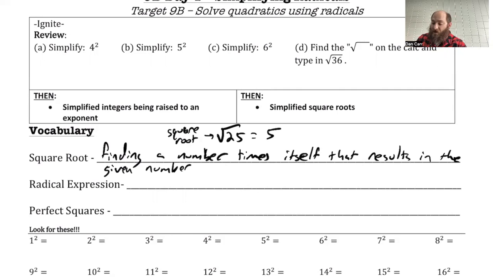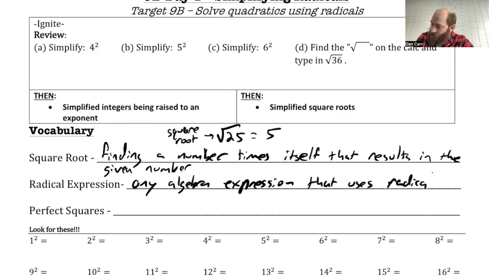Okay, a radical expression is any algebra expression that uses radical symbols. Okay, so like I said, it could be a cube root, could be a fourth root. We're going to only focus on square roots.